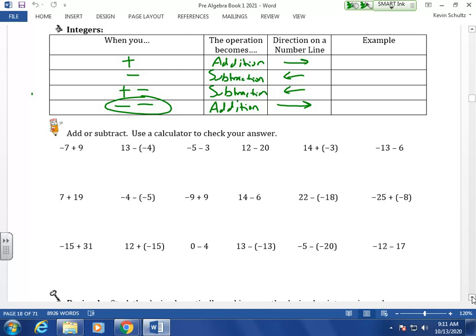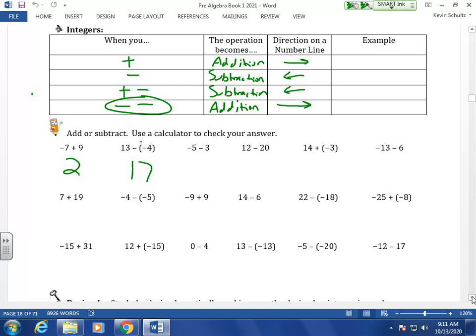So negative 7 plus 9. Shout out the answer. That was a whisper. Shout out the answer. 2 is correct. Negative 7 plus 9 is 2. 13 minus negative 4. 17. Please make your corrections if you get these answers wrong, and then identify why. Why is it 17 and not 9?